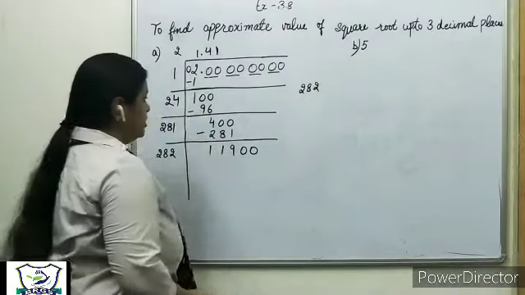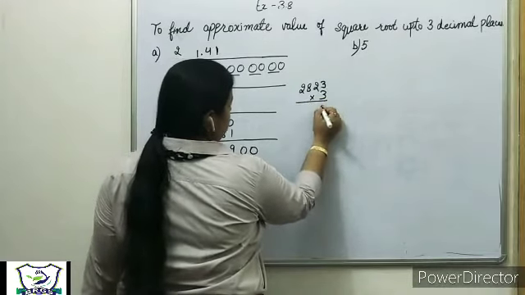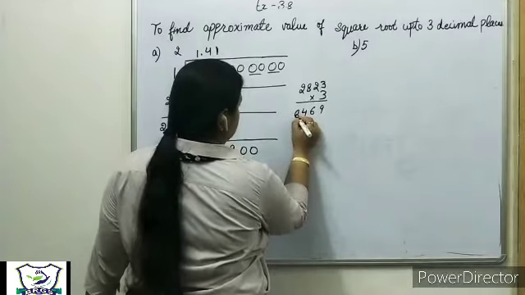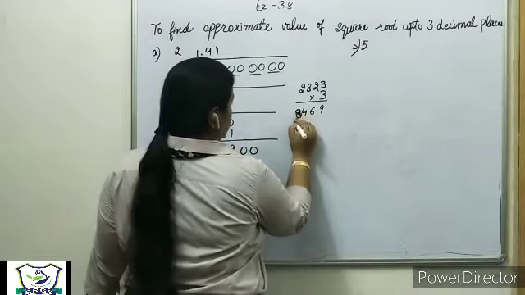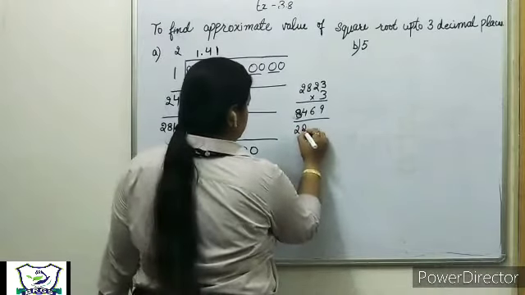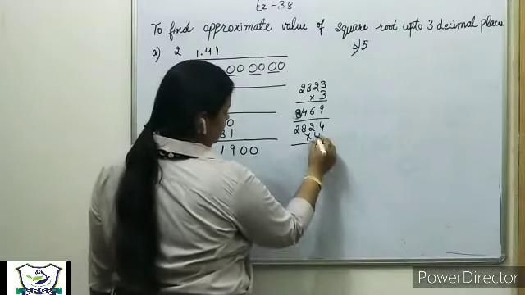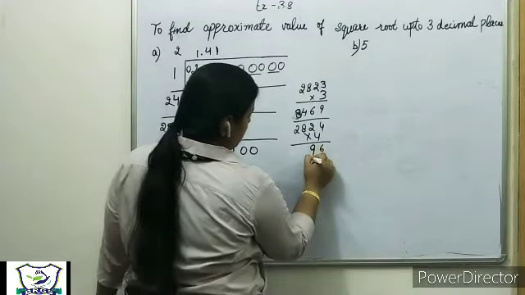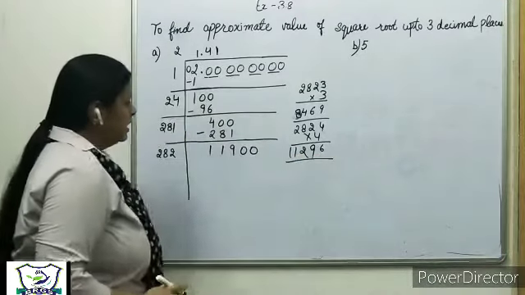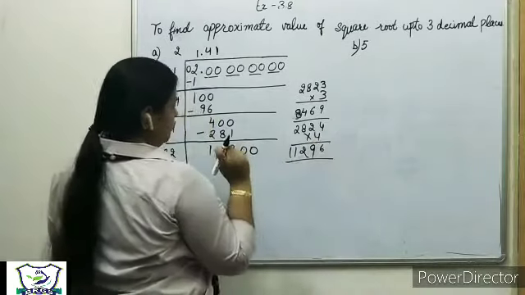282. Let's try to put 3. So 3 3s are 9, 3 2s are 6, 3 8s are 24, giving 3268, 4 6 9. Can we have one more option? Let's check 282 into 4 into 4. 4 4s are 16, 4 2s are 8, plus 1 is 9, 4 8s are 32, 1 1 2 96. I think we got the result, because if we try with 5, so it will go for 14,000 something.